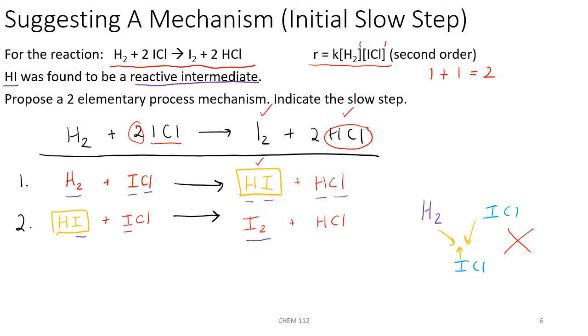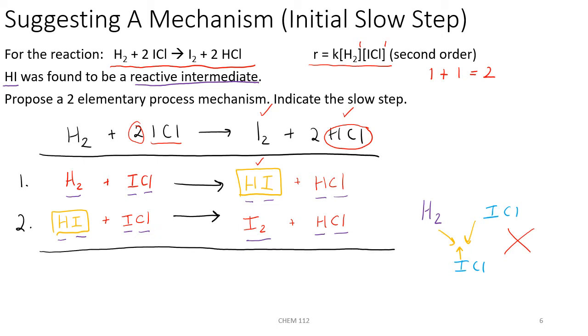We have I2 on the right, and then we have one atom of hydrogen here, one atom of hydrogen here, and one atom of chlorine on the left and one atom of chlorine on the right. So law of conservation of mass is good. Everything matches. We didn't create or destroy matter.